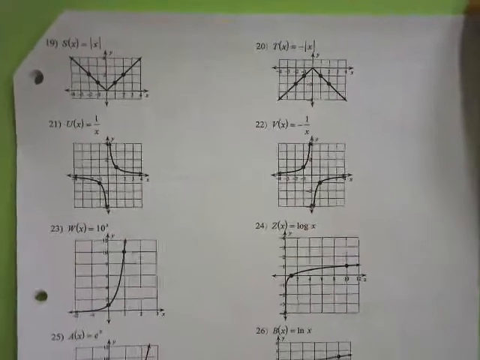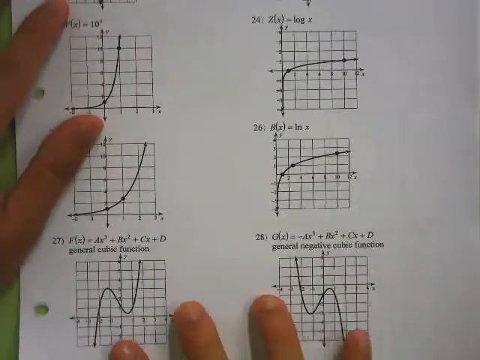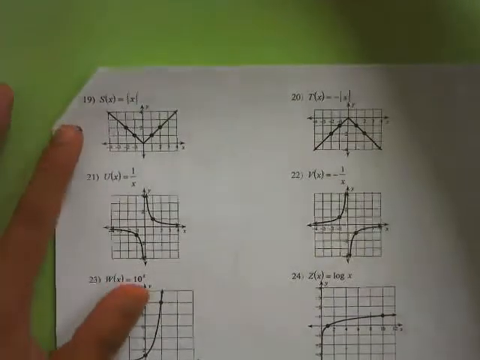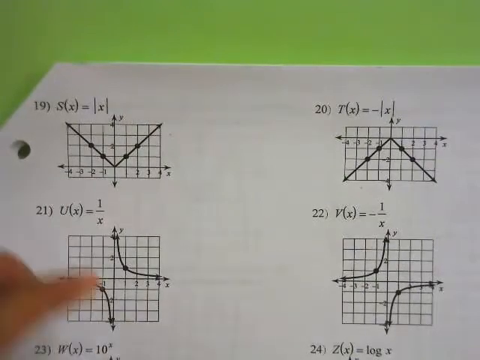You are now on the third video for this lesson of the parent graph functions, the parent graph patterns. So, let me teach 19 to 26, and then there are some general rules as well for the polynomials. Let's start with number 19, your positive absolute value of x.